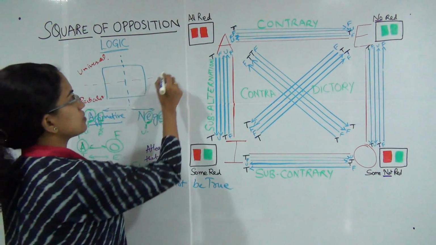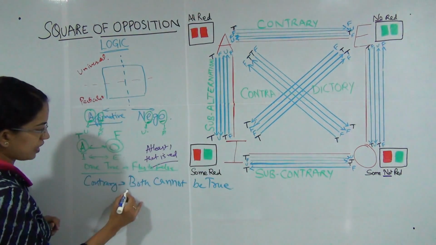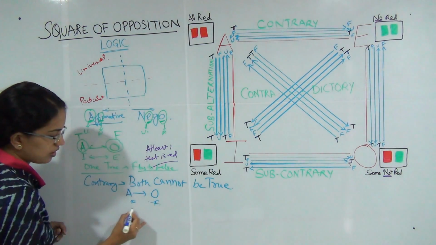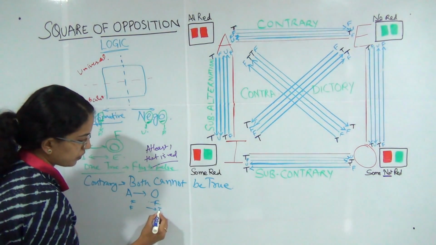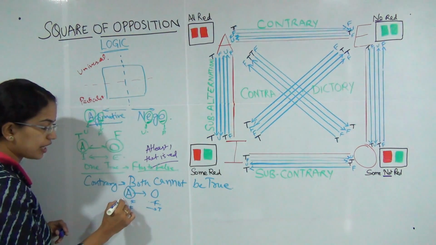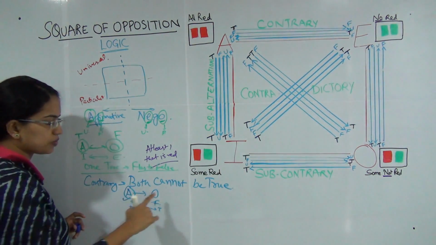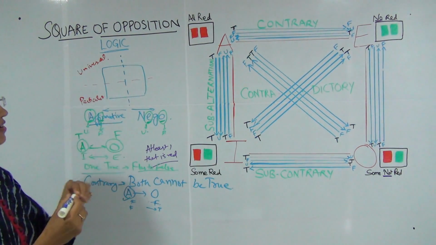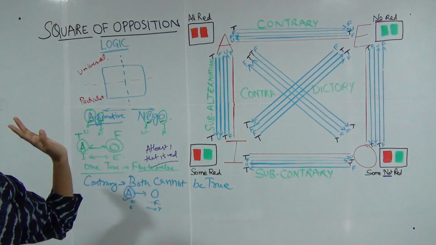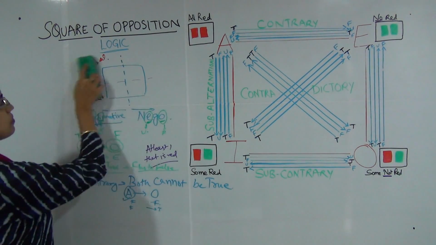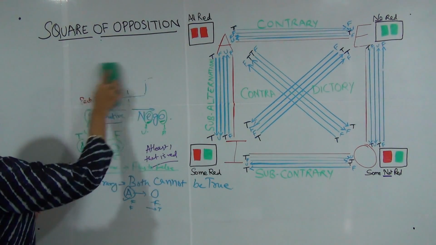If A is false, I can say O can be false. If A is false, I can also say O can be true. But I cannot say this if A is true. If A is true, then O has to be false. That we can easily understand from this example. So this is what is known as the contrary approach. Now let's move on to the next approach, that is subcontrary.